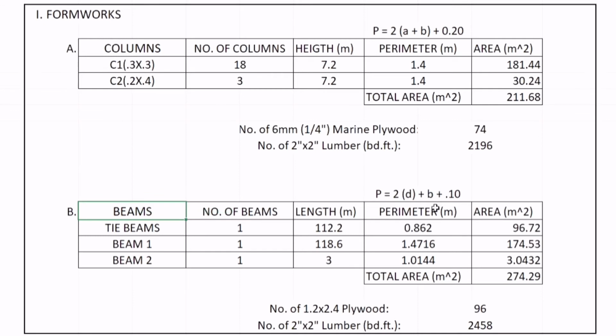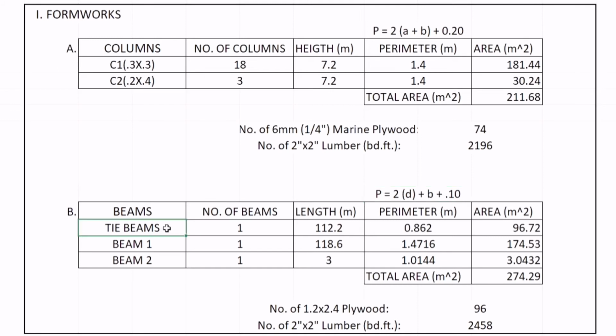Sa beams naman, yan. Total length ng beam, which is according to observation, ating plan. So 112.2 sa tie beams, 118.6 sa beam 1 at beam 2 is 3 meters. Yan. Sa perimeters naman ito yung formula, 2D plus B plus 0.1. Yan. So D is yung longer side, yung vertical na side. Tapos B is yung side na maliit, which is in horizontal.